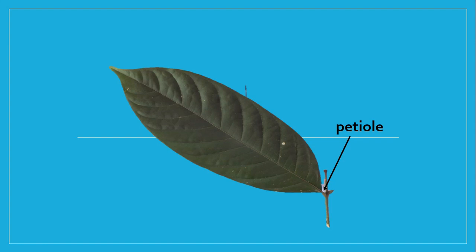And we have the axil, the angle between the upper side of the leaf and stem, where buds and leaves develop. We have the leaf base, the lowermost part of a leaf that connects the blade to the petiole. It protects the young axillary bud.